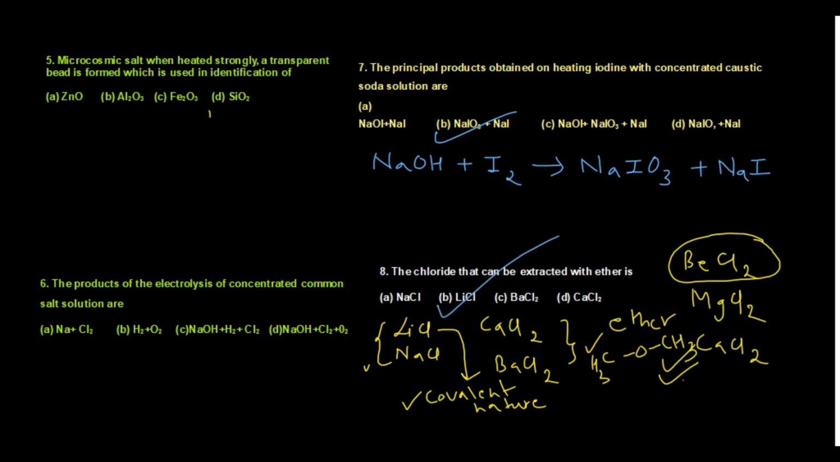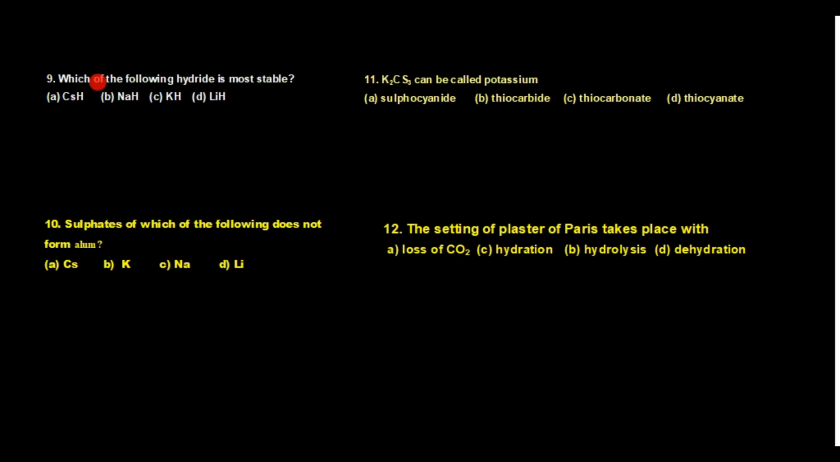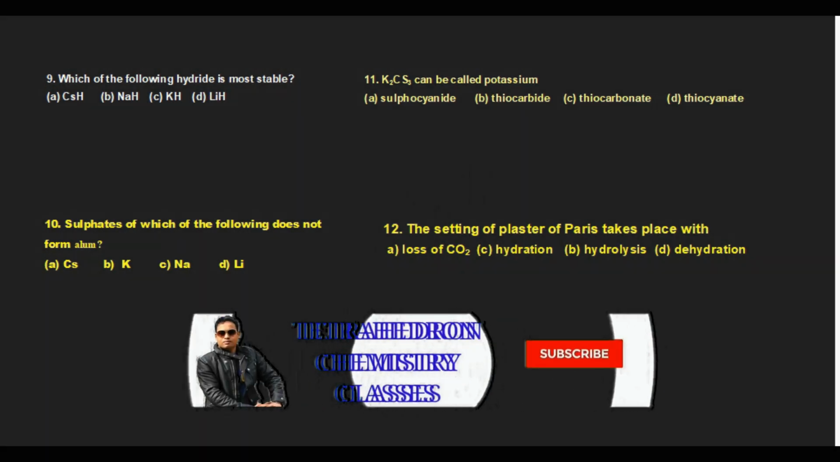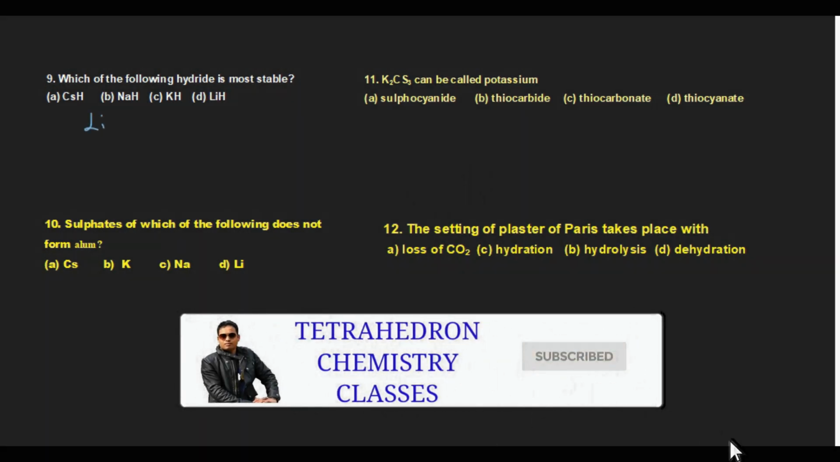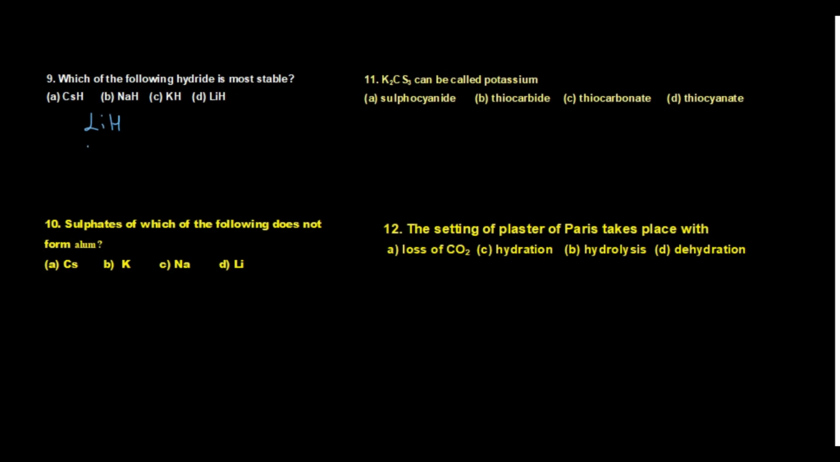Okay, now moving to the next problem. Okay, my next problem is, which of the following hydrides is most stable? So you have been given your cesium hydride, sodium hydride, potassium hydride and lithium hydride. So if I write their order, lithium hydride would come first, followed by your sodium hydride, and after sodium hydride you will have your potassium hydride, and then you are having the cesium hydride.